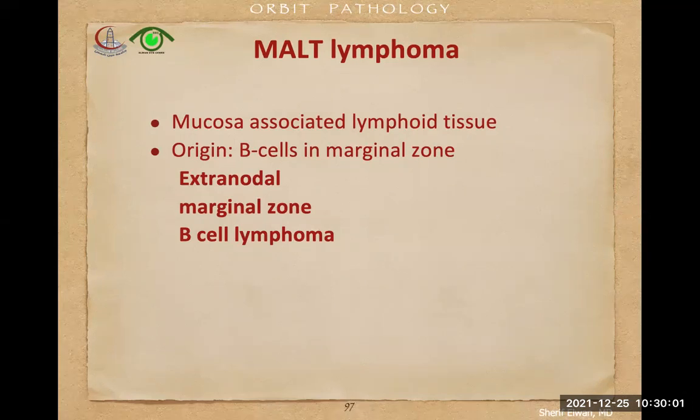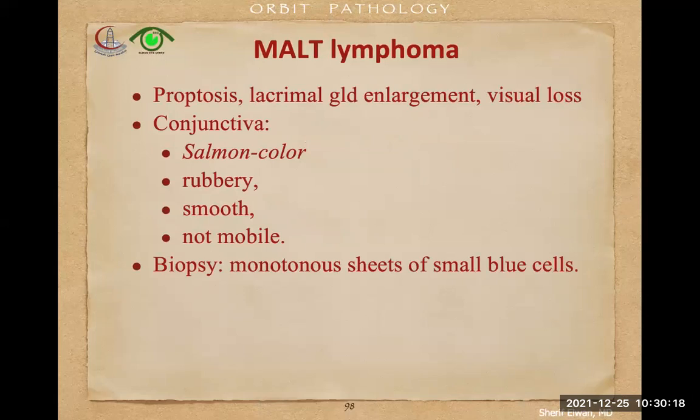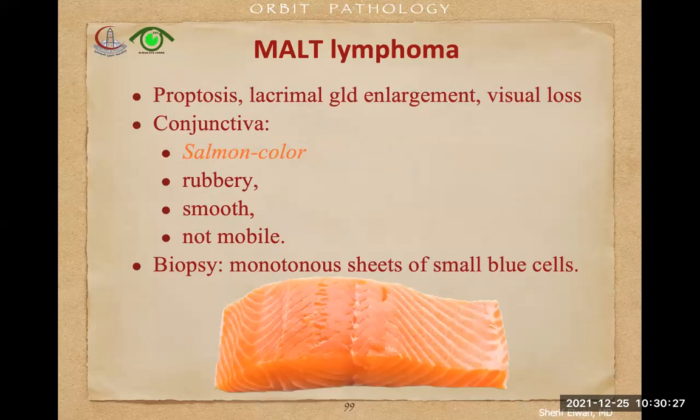The cell type of origin here is B cells, marginal zone, extranodal B cell lymphoma. It is a tissue that is like lymphatic tissue that is associated with the mucosa that may lead to the formation of lymphoma. And lymphoma here causes proptosis, lacrimal gland enlargement, and visual loss. And in the conjunctiva, it has the particular color of salmon. Salmon color, rubbery, smooth, and not benign. And on biopsy, it shows monotonous sheets of small blue cells.